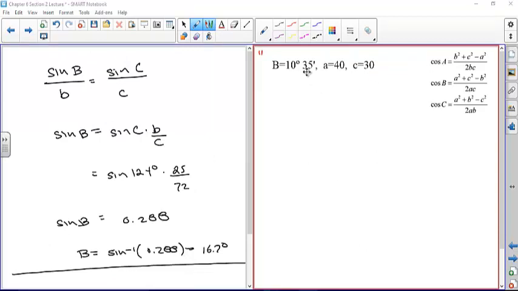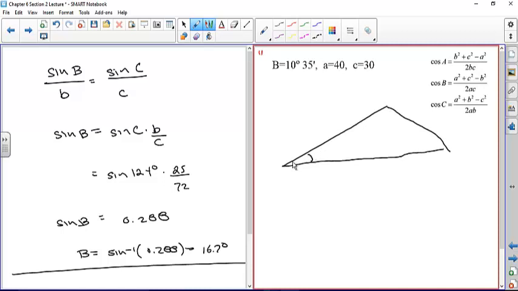Okay. Next problem, you're given the angle. It's in degrees and minutes, so we're going to have to convert that to a decimal in a second. So we're given the angle and the two adjacent sides. So we could draw this. It's going to be a pretty small angle, and these two sides are pretty close to each other.